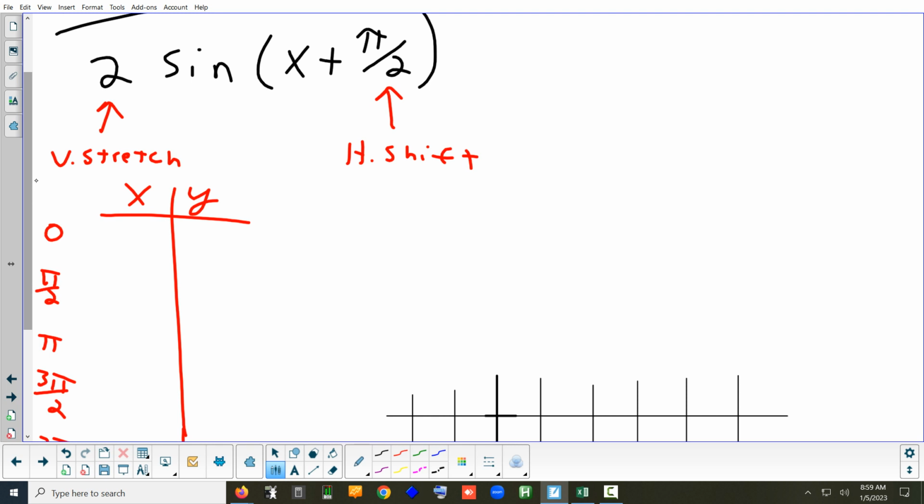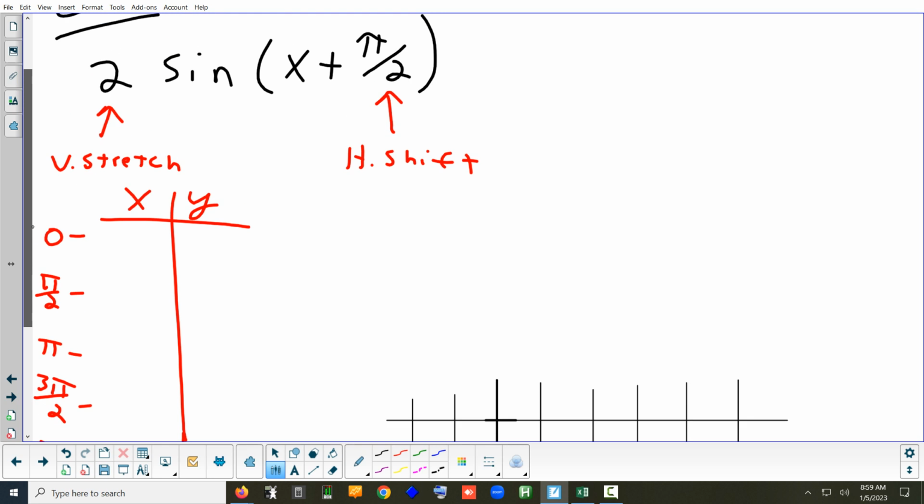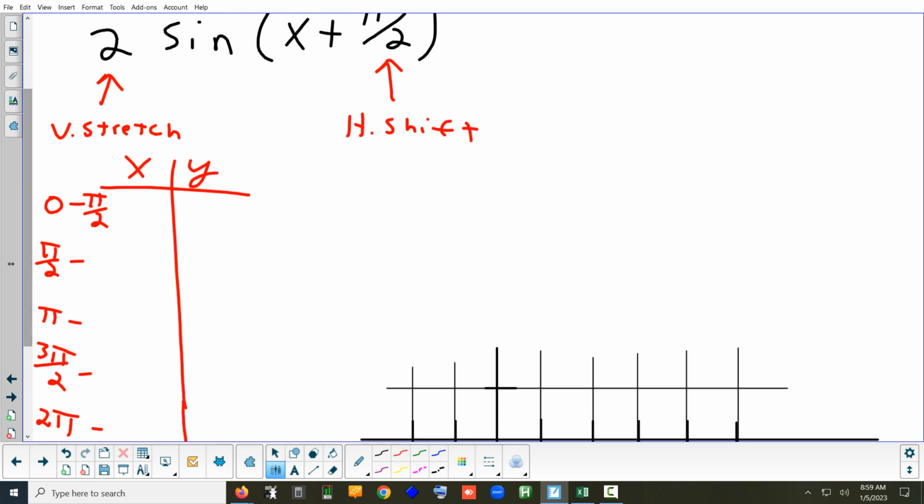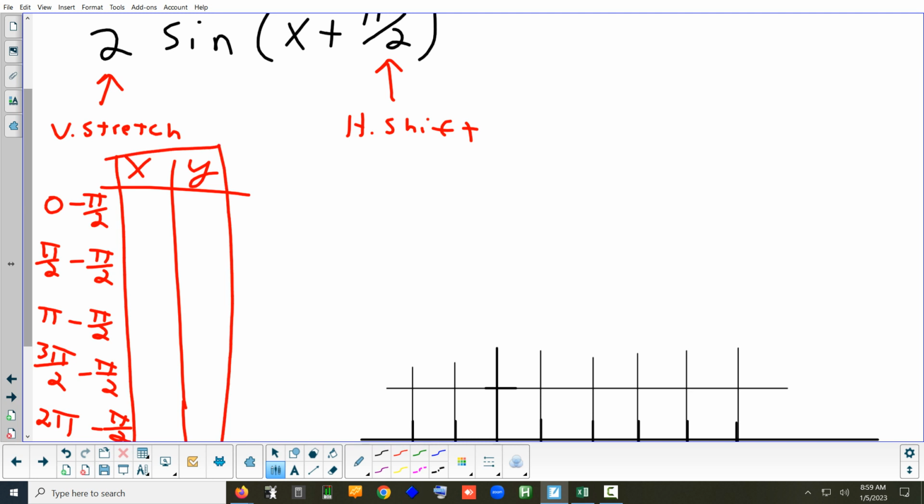Caleb? We're going to subtract something. Can you tell me what we're going to subtract? Subtract pi over 2. We're going to subtract the pi over 2. Yep. And we'll put our answers right there. Okay, Sam, what's 0 minus pi over 2? Negative pi over 2. Yep. Aiden, what's pi over 2 minus pi over 2? 0. Yep.